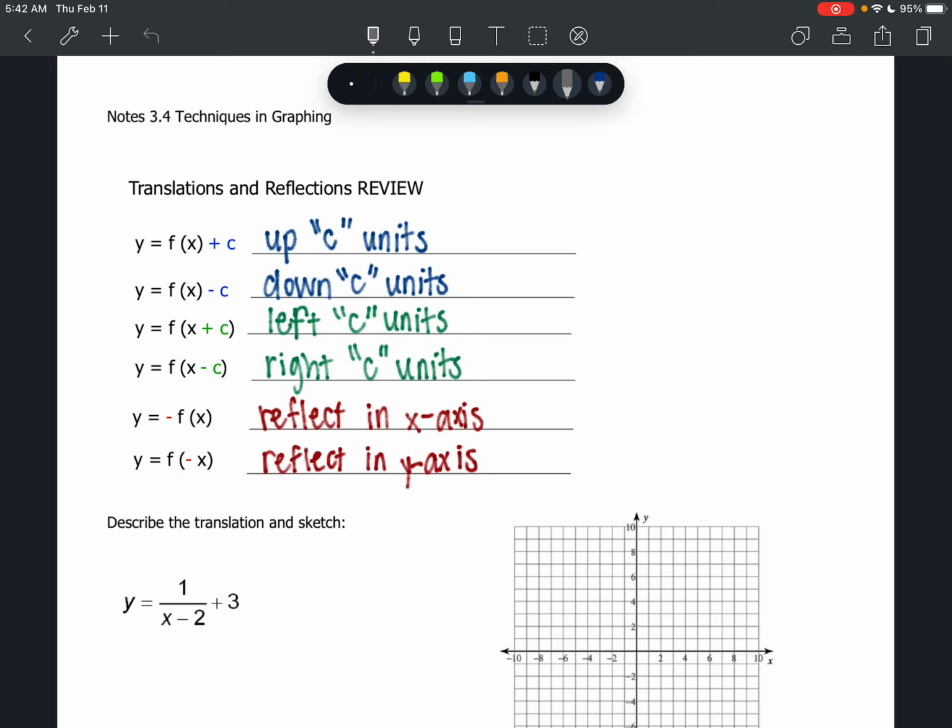In this series of videos, we're going to talk about techniques in graphing, which include transformations. So transformations include translating left, right, up, down, also reflections, and sometimes vertical stretches and shrinks, and maybe even a horizontal stretch or shrink. But we're going to keep it simple in these videos.